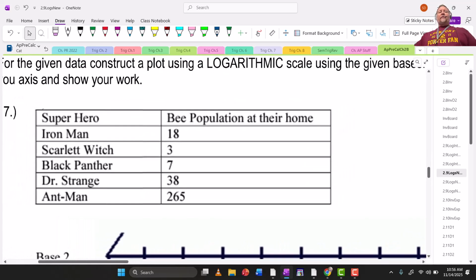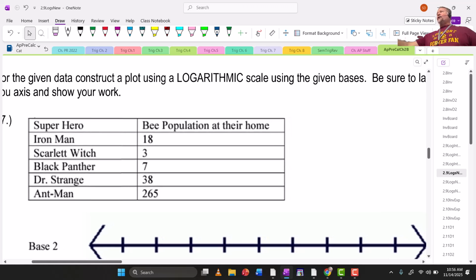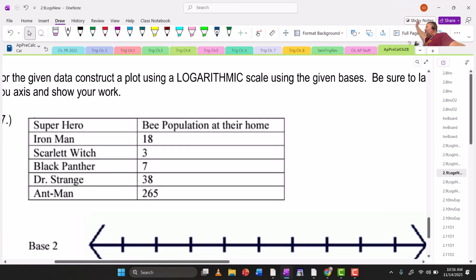And then here we go. This is weird, but this is easy. Anyone ever hear of the Richter scale? Raise your hand if you've heard the Richter scale. Okay, what is the Richter scale for? What things?